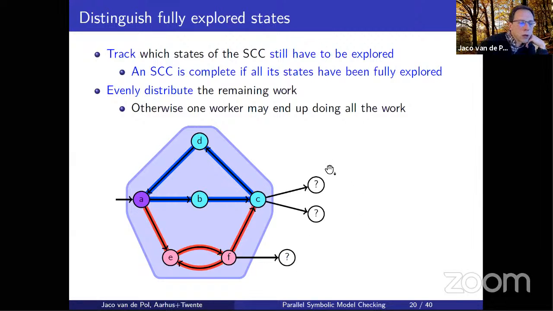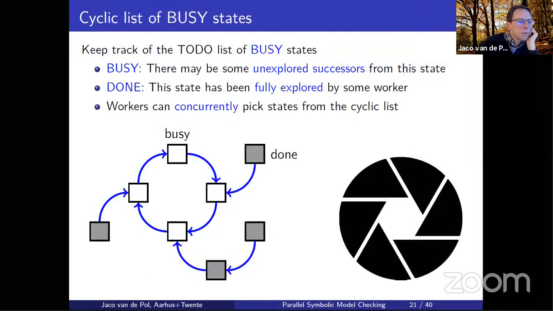So now we need a way to store these pending states in an efficient way, which should be compatible with the union find procedure, and which also should be such that we can distribute the remaining work. We do not want that one worker has to take care of all these states, because then we lose parallel performance. And for this, Vincent came up with a cyclic list. So what we will do is we will put all the states that we still have to do in this cyclic list.